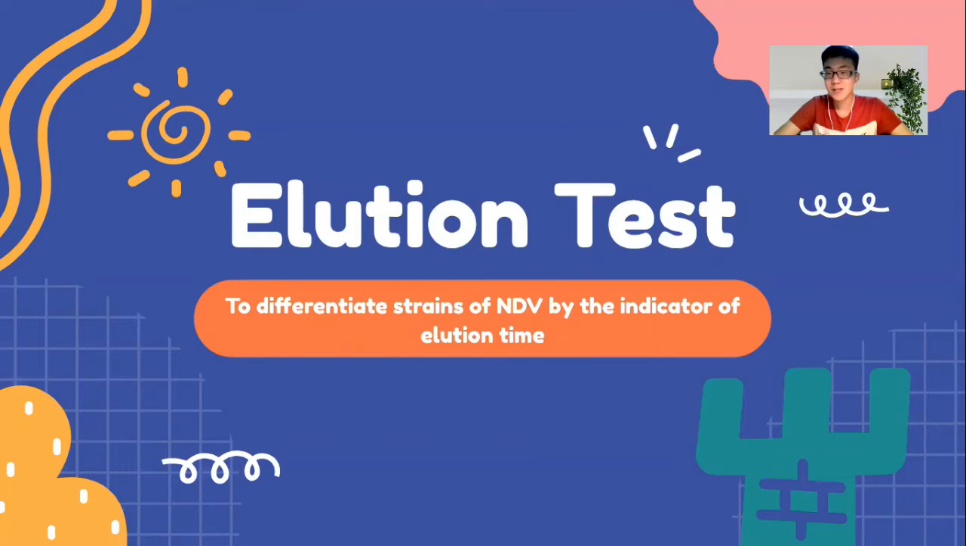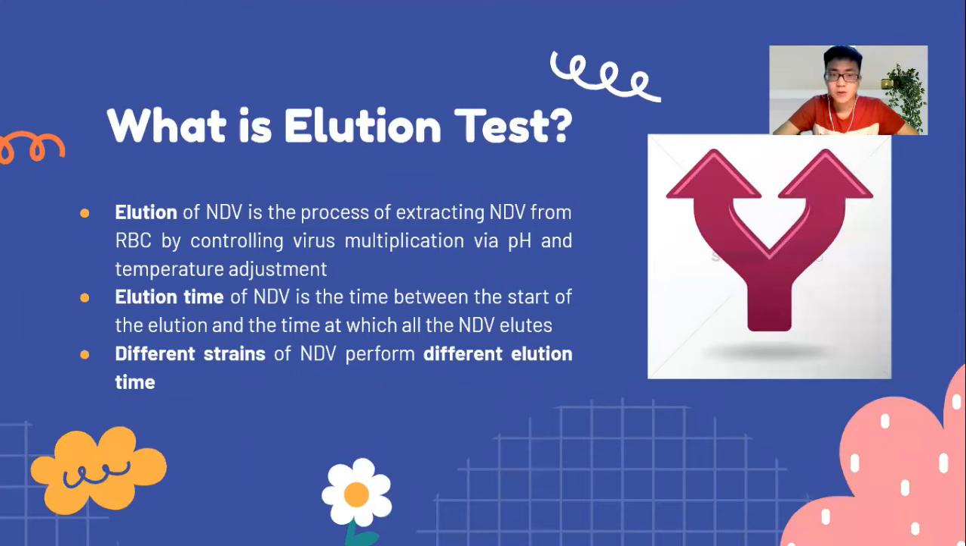Subsequently, elution test is used to differentiate strands of NDV by the indicator of elution time. What is elution test? Elution of NDV is the process of extracting NDV from red blood cells by controlling virus multiplication via pH and temperature adjustment. Elution time of NDV is the time between the start of the elution and the time at which all the NDV elutes. Different strands of NDV perform different elution time.